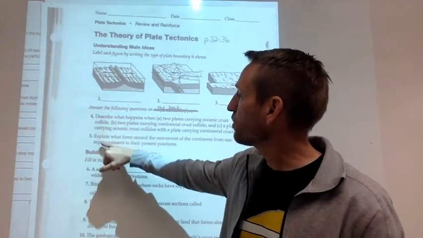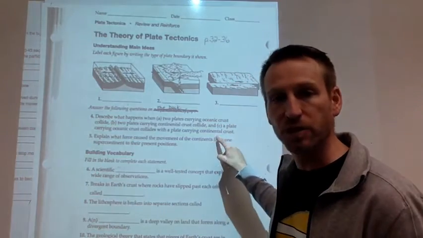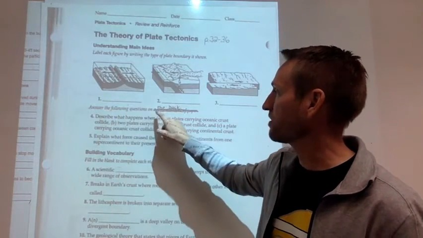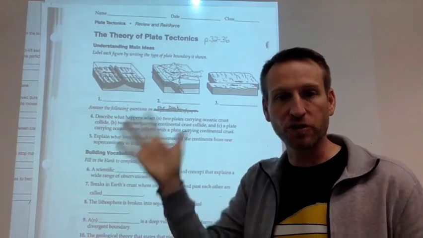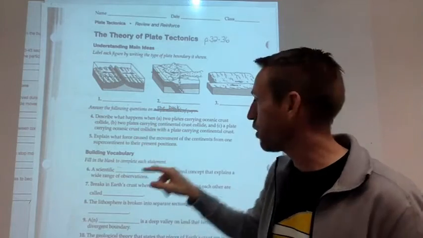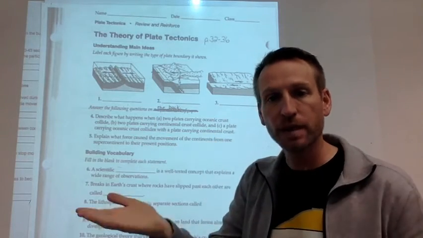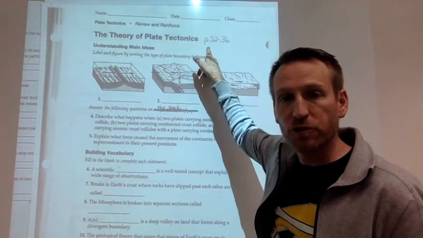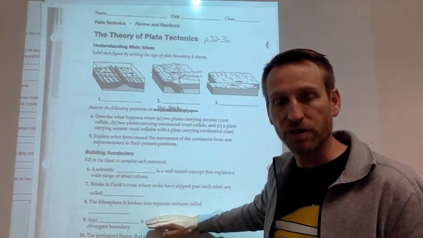But for these two questions, there is not enough room to answer them here. So originally, the directions said to answer them on a separate sheet of paper. I just want you to turn it over, answer them on the back. Okay? Don't answer them here, not enough room, answer them on the back. Go through, use pages 32 to 36 to go through and finish this.